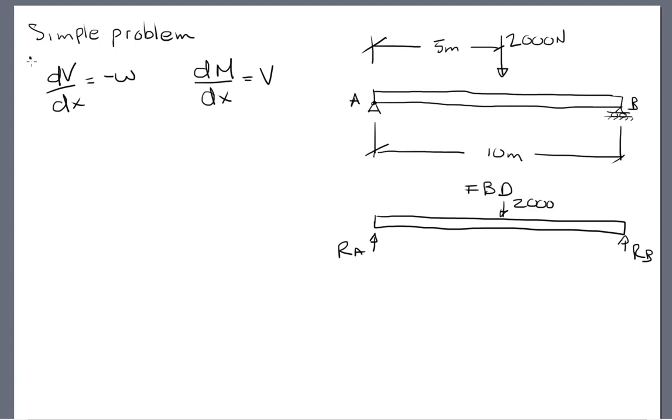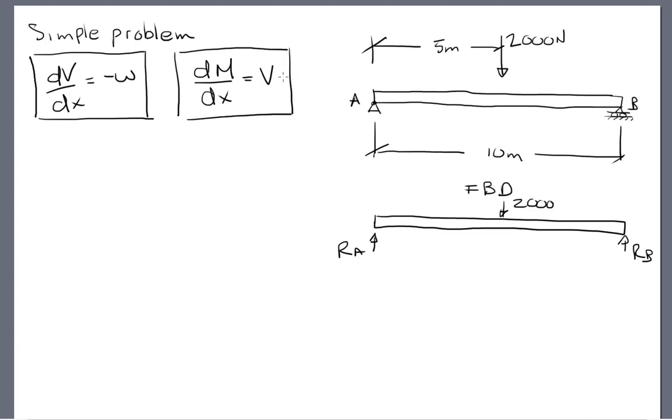So recall these are the relationships, and I haven't derived them just yet. dV/dx, or the slope of the shear curve, is equal to the negative w. I know in class I haven't been writing it as negative w, but I have said we consider a distributed load pointing downwards to be negative. And then the slope of the moment curve is equal to the value of shear at that point, the exact same point in the curve.